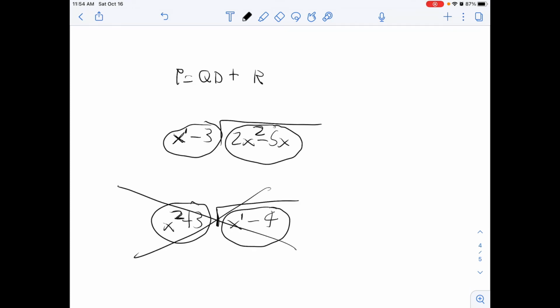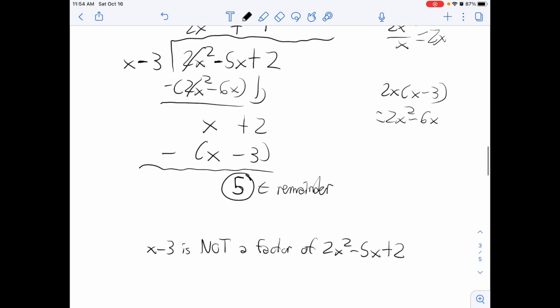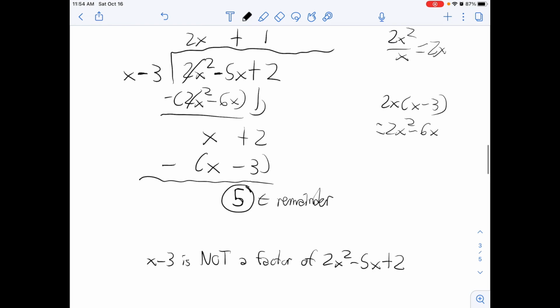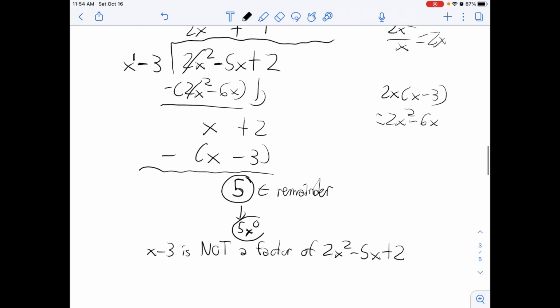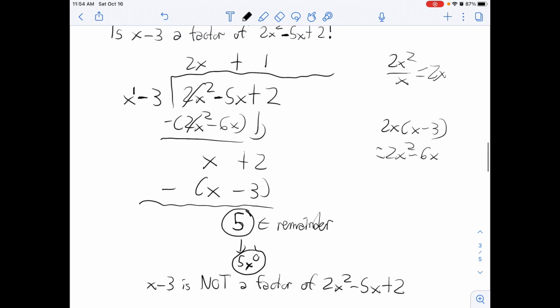I'm going to go back to previous examples to show you about the degree of the remainder. So in this example, the degree of the remainder is 0 because this is the same as 5 times x to the power of 0. x to the power of 0 is 1, so you don't have to write it in, but I'm writing it in to show you. So the degree of the remainder is 0, and the degree of the divisor is 1. And so the degree of the remainder will always be less than the degree of the divisor.